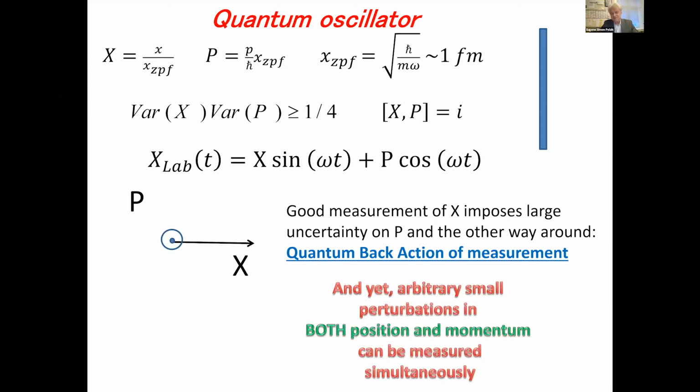And yet, all that has been the story of a standard quantum mechanics textbook. And what I'm trying to claim here, and I hope you'll join me in understanding that by the end of the talk, is that arbitrarily small perturbations in both position and momentum can be measured simultaneously, and the trick is simply to find the correct reference frame.